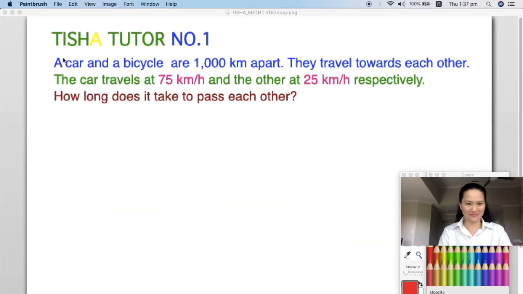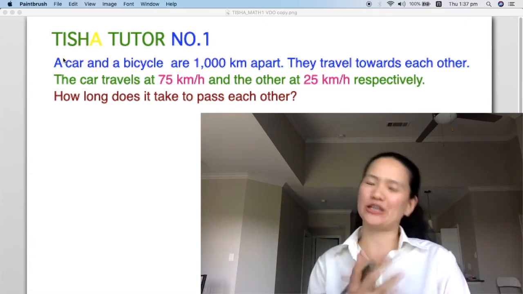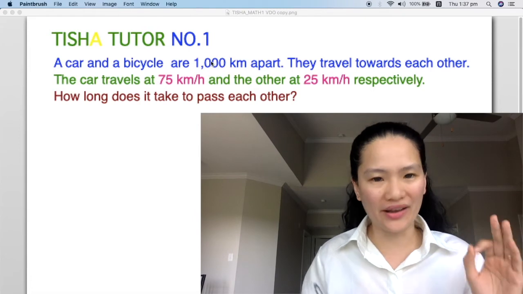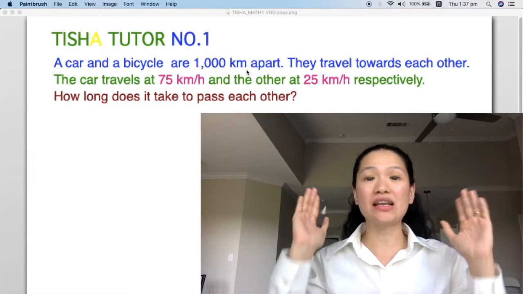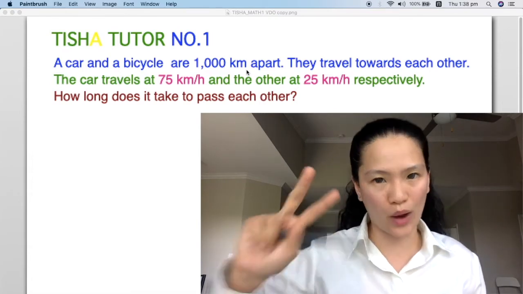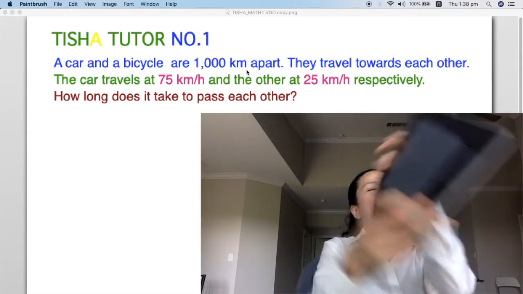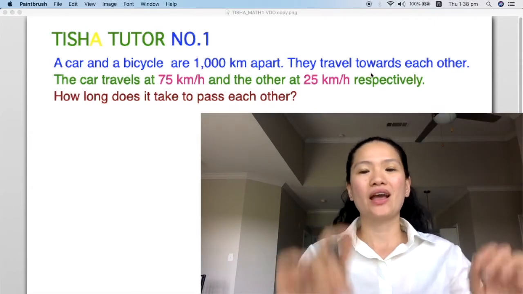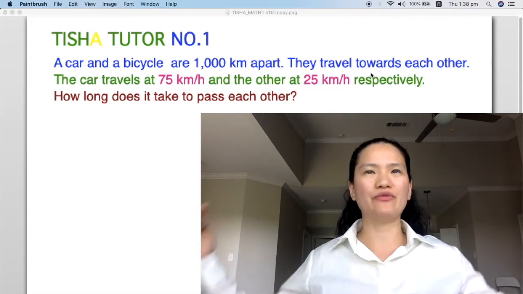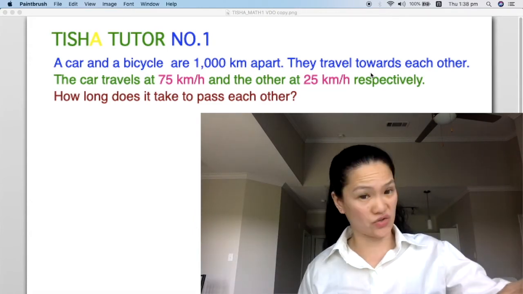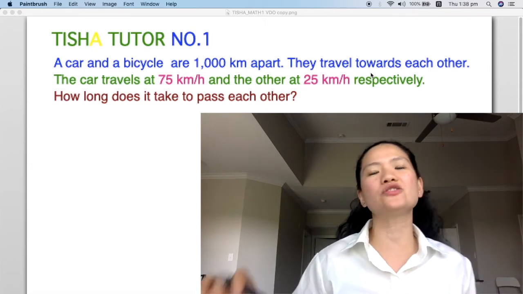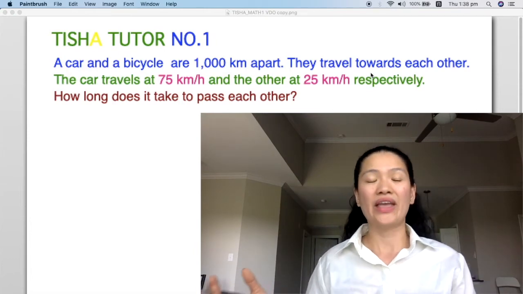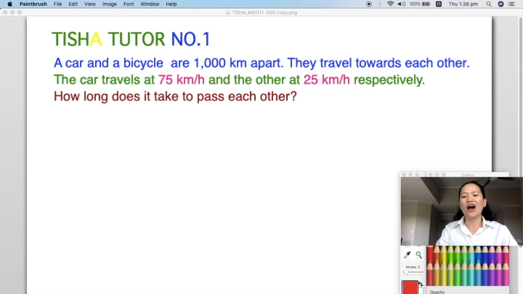Here is the question. I created this question for you. TishaTutor, number 1. A car and a bicycle are 1,000 kilometers apart. I encourage you to read the question at least twice. Again, everything I write pops up on the screen. They travel toward each other. You have to imagine they come together. The car travels at 75 kilometers per hour, and the bicycle travels at 25 kilometers per hour. How long does it take to pass each other? Okay, let me write it out. It looks like a model.